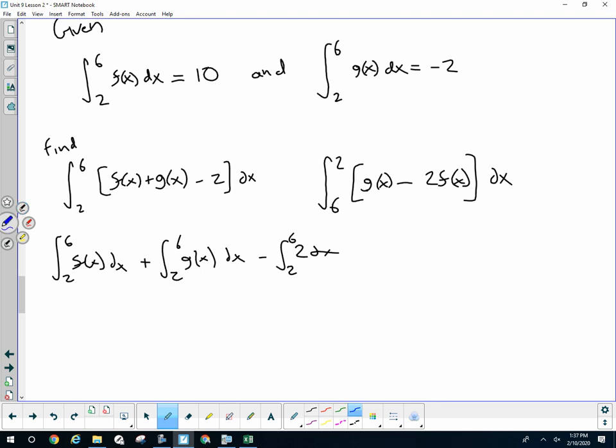We should get a big fat 0. 2 to 6 of f is 10. 2 to 6 of g is negative 2. That's 8. Then 2 to 6 of 2, it's very quick to use geometry: height of 2, width of 4, that's 8. So we got 10 minus 2 minus 8. That's 0. All right, try the one on the right real quick.